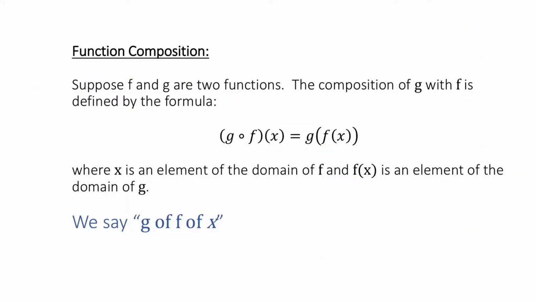Function composition is a new operation where the operator is this little circle here, so it sort of looks like a degree symbol. It's slightly bigger, and this is called composition. So we've got this formula here that says (g ∘ f)(x) is equal to, another way of writing it, g of f of x. So the way that we say it is g of f of x.